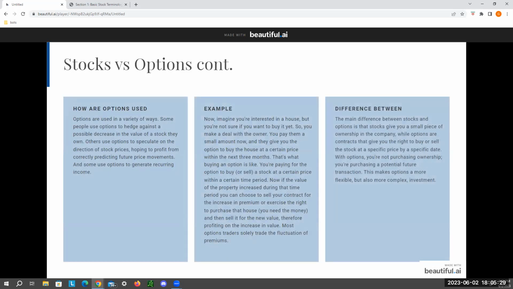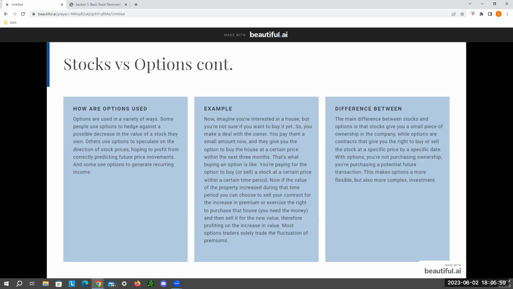How are options used? Options are used in a variety of ways. Some people use options to hedge against a possible decrease in the value of a stock they own. For example, if I owned Apple stock and I thought their earnings were going to be bad, I would buy puts to cover the losses of the equity of my shares. So let's say Apple shares lost $10 per share. I buy puts, so I protect my shares from going down, and I buy more shares at a lower price with the profits that I made off of those puts.